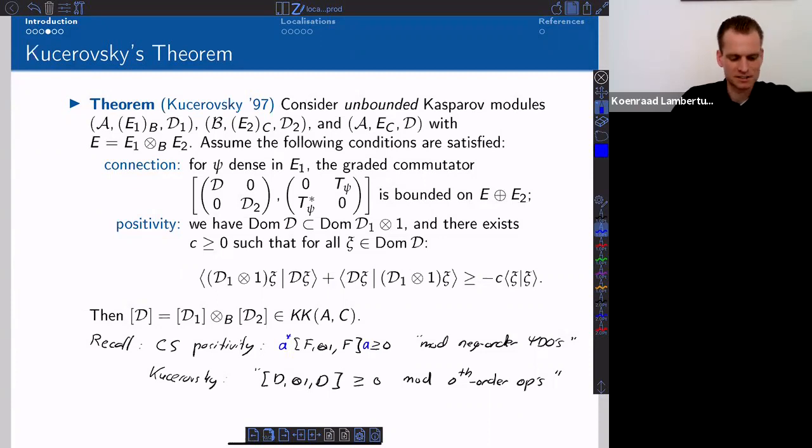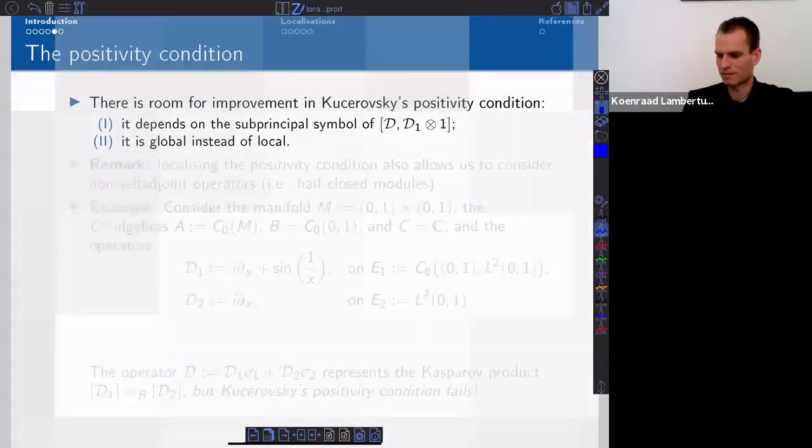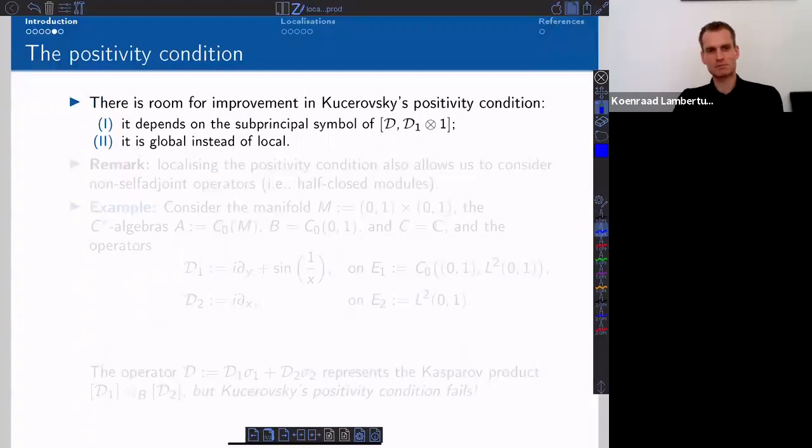Okay, so these are two issues with Kucerovsky's version of the positivity condition that we would like to resolve. First of all, that it depends on the sub-principal symbol of this commutator. And second, that it imposes a global condition instead of only a local condition. Okay, so what I want to spend the rest of my talk on is to describe how this positivity condition can be adapted in order to solve these two issues.